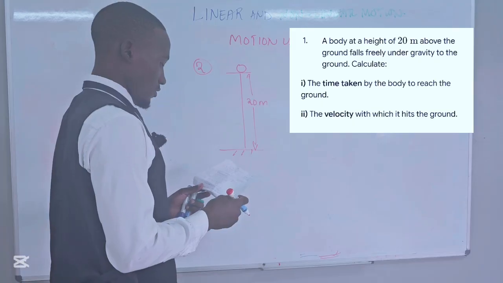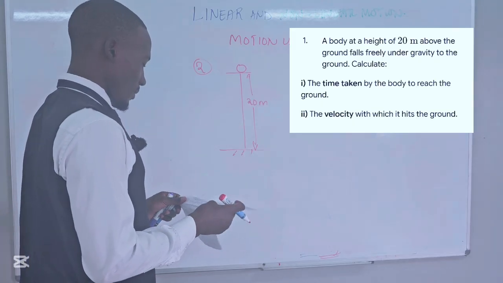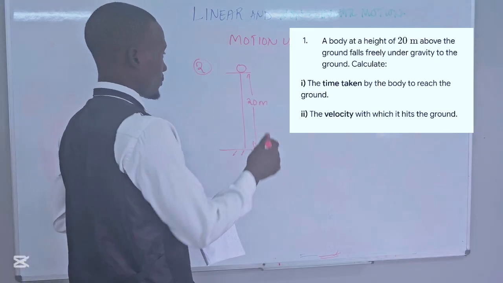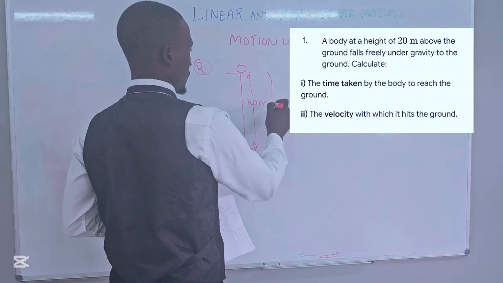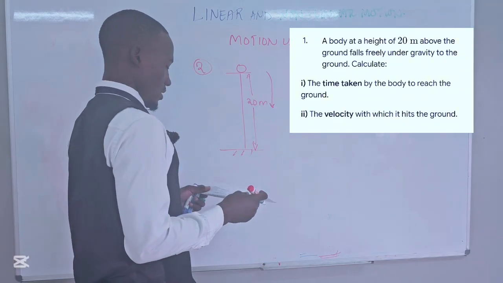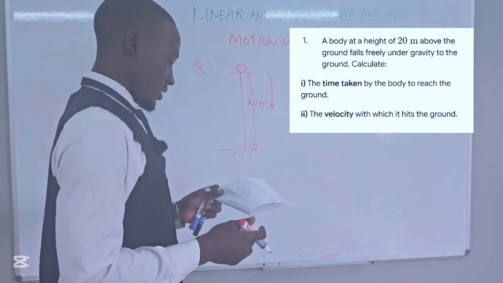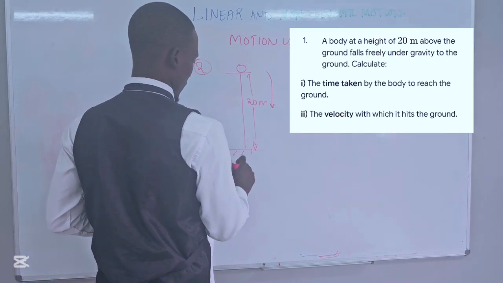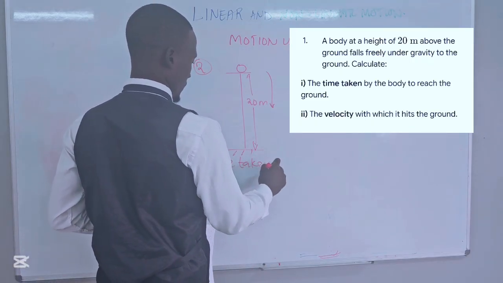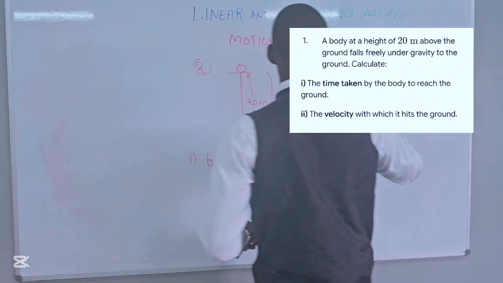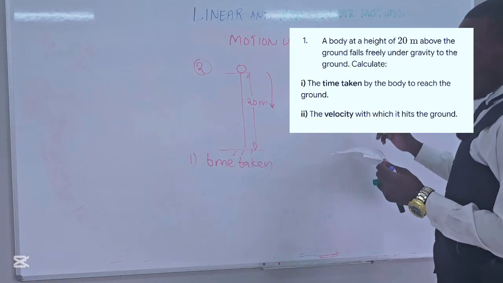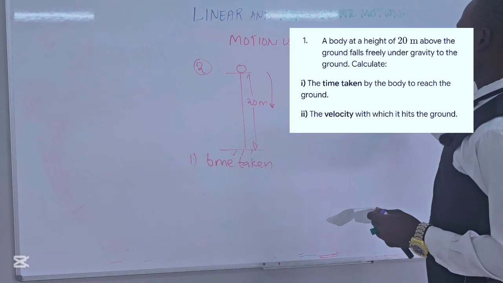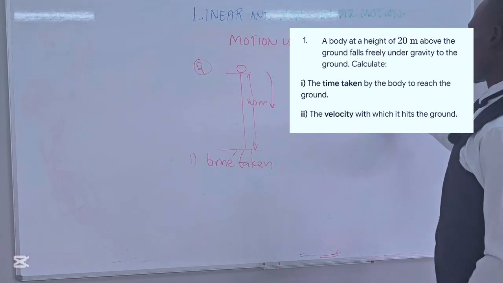It falls to the ground. So a body is falling to the ground from some height. Then they want us to calculate the time taken to reach the ground. Time taken, that's 1. Then 2, they also want us to calculate the velocity with which it hits the ground.